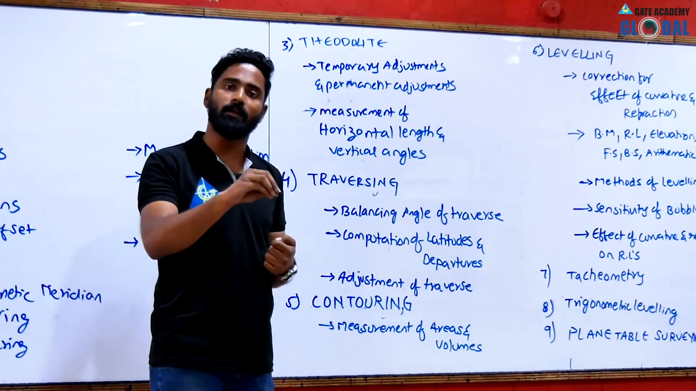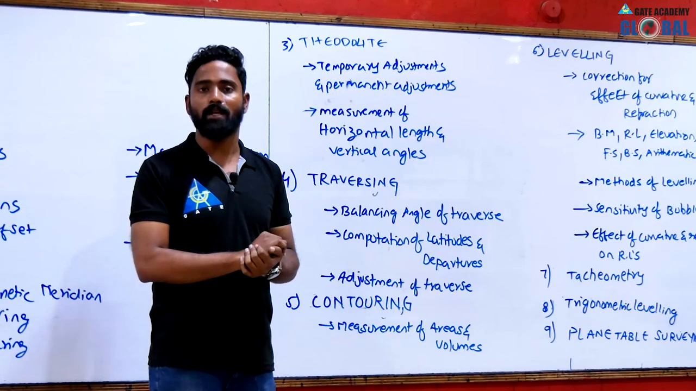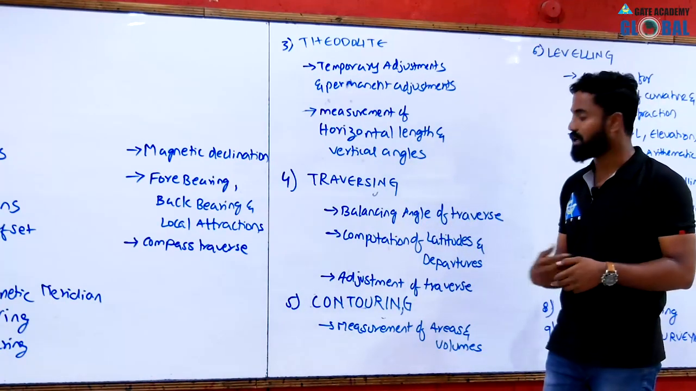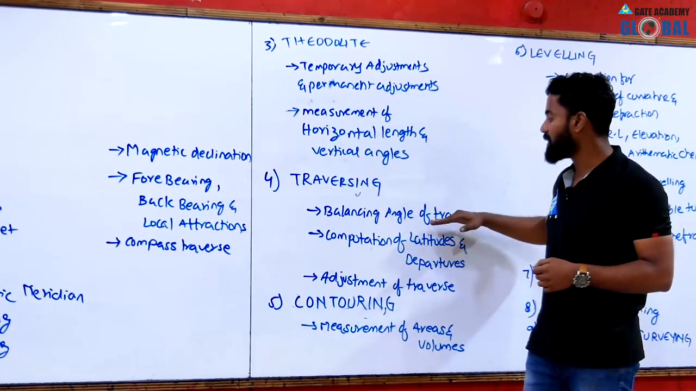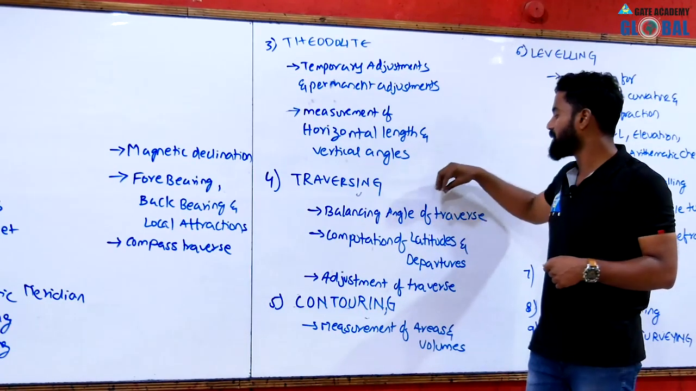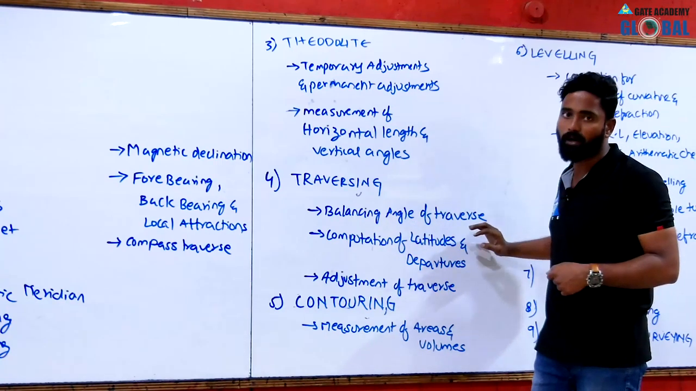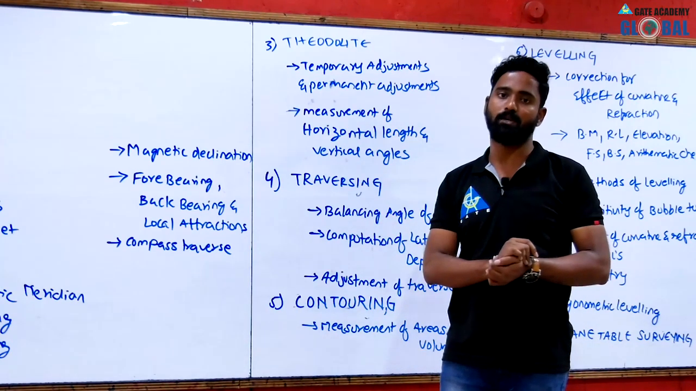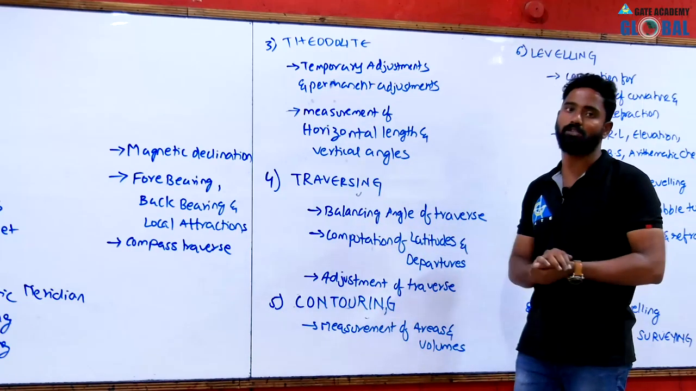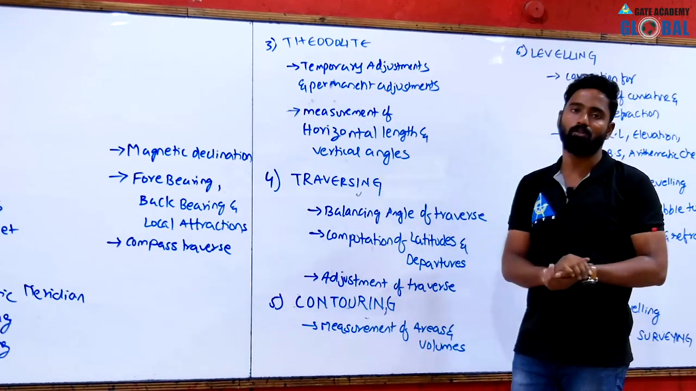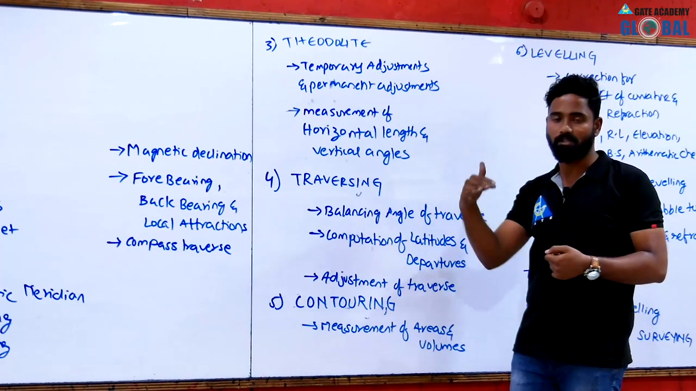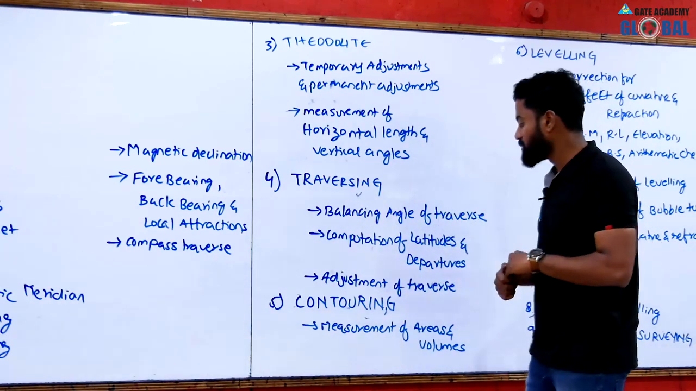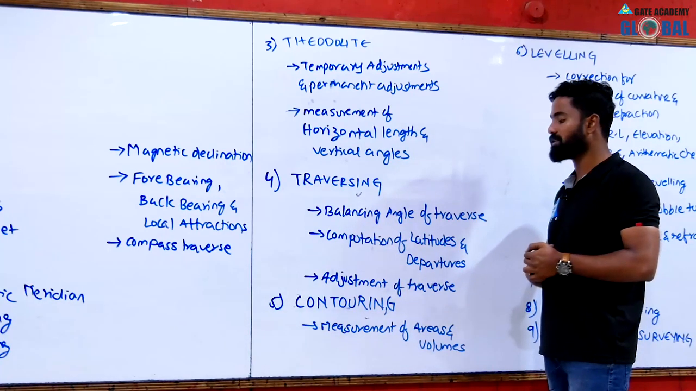How are you going to compensate that error? How are you finally going to find out the fore bearings and back bearings? As I said, the problem of local attractions will be solved in the traverse by the balancing angle of traverse method, or you can calculate latitudes and departures. For a closed traverse, the sum of latitudes and the sum of departures must both be zero. So what is latitude, what is departure? Latitude is the line's projection with respect to the north-south plane, and departure is its projection with respect to the east-west plane. For a closed traverse, the summation of latitudes and the summation of departures is equal to zero.